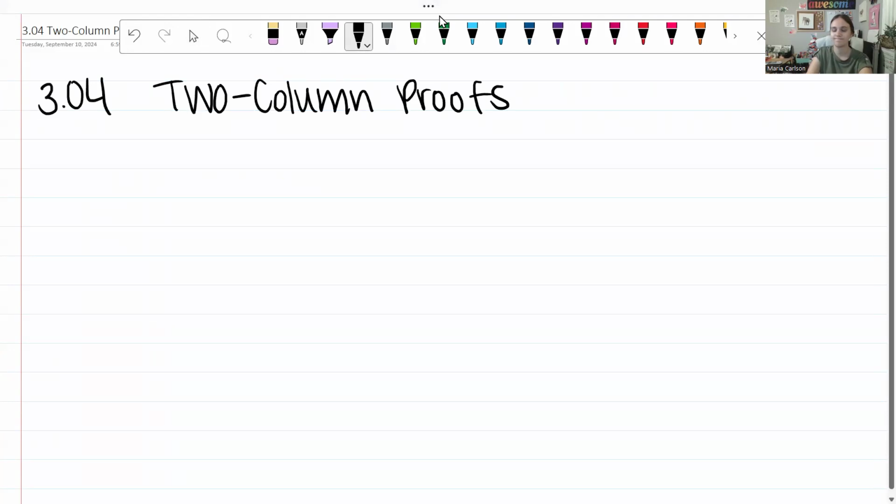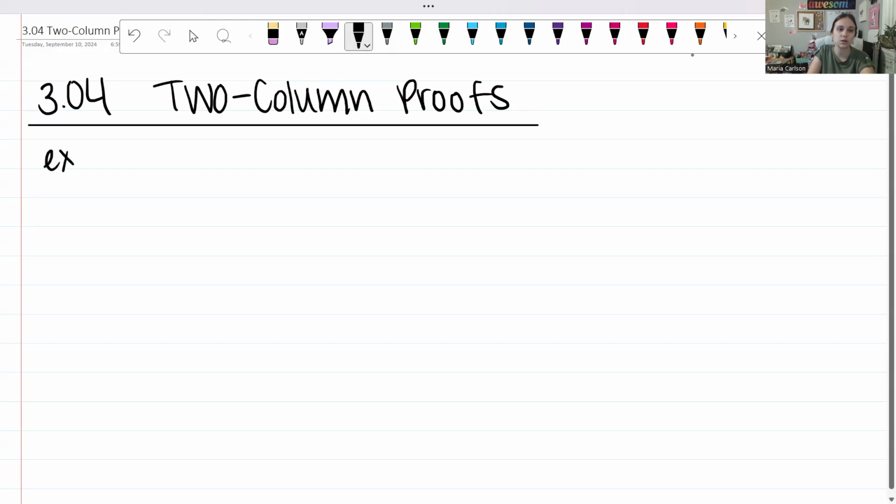All right, two-column proofs. So this really is just going to be an example video, and I'm going to work through some examples. Proofs are something that takes a little bit of piecing it together, and it takes practice. So we're going to just look at some examples together. So let's start with example 1.